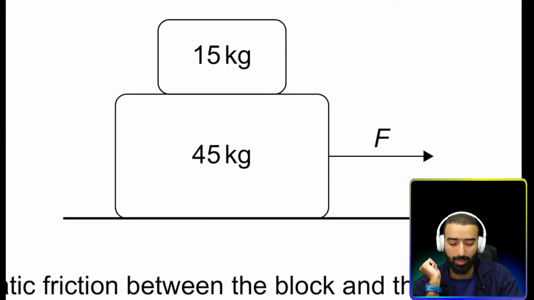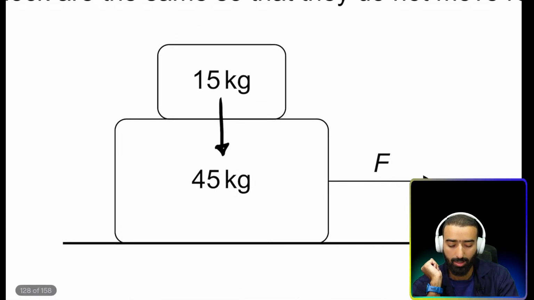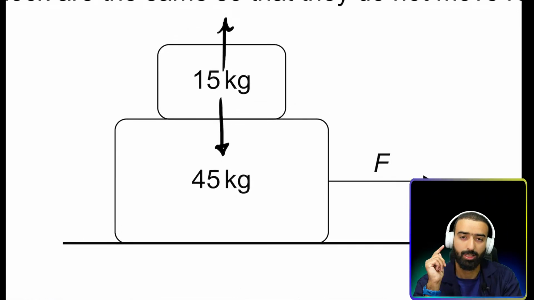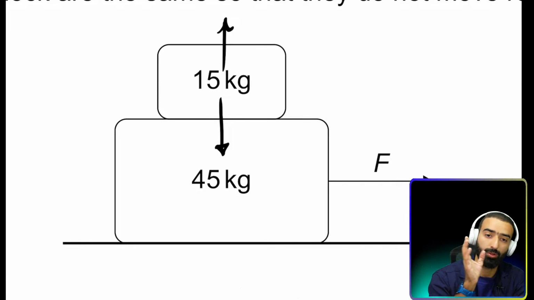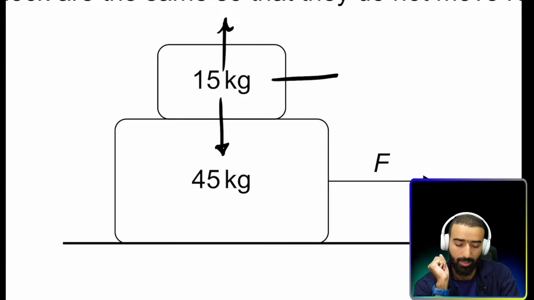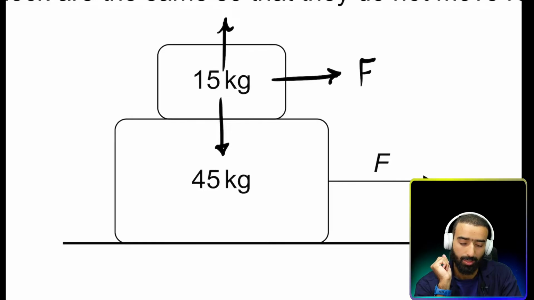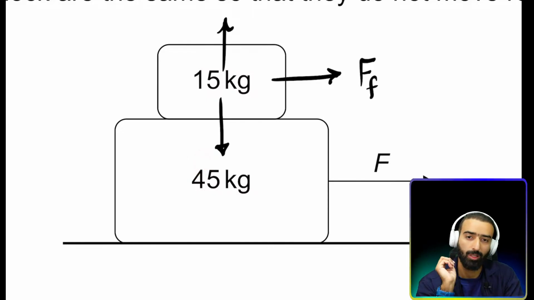So if you look here, the forces are acting on this 15 kilogram object. It's gravity pulling it down. You also have the normal force that's pushing it up. And what's the force that's causing it to move to the right with the 45 kilogram object? Of course, it's the force of friction. So the force of friction is responsible for this 15 kilogram object moving with the 45 kilogram object.